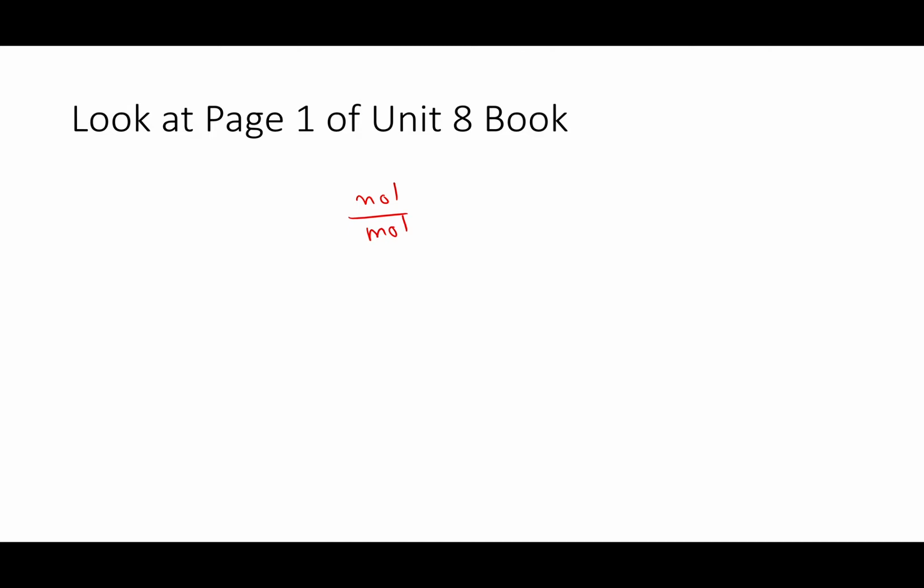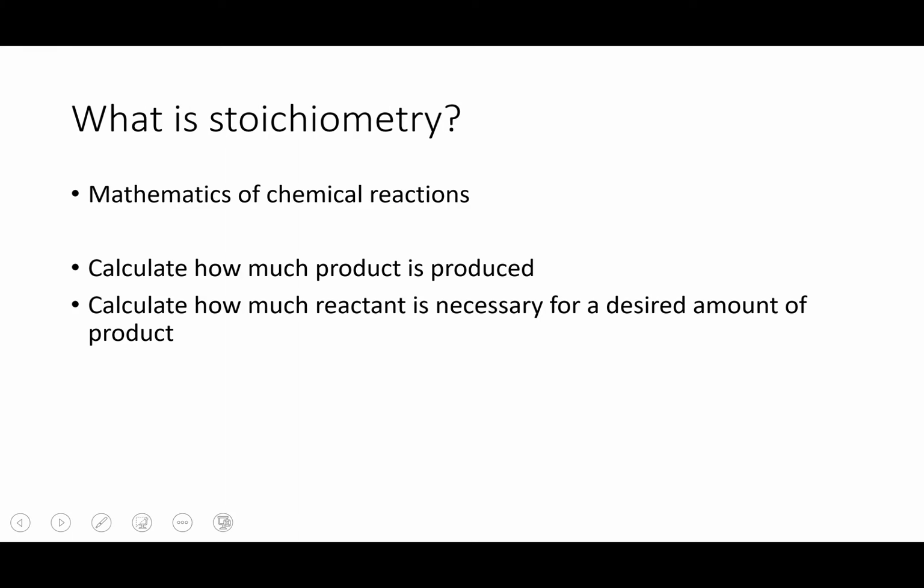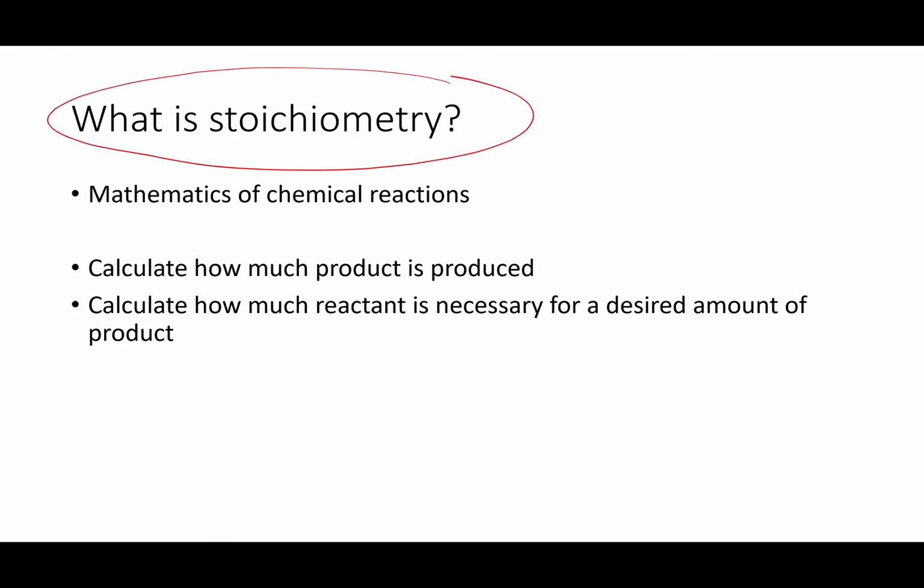If you can, take a look at where the mole to mole ratio comes from. The mole to mole ratio is coming from the coefficients of your balanced equation. The coefficient matches up with the compound that it's next to in the problem. All right, so to answer the starting question, what is stoichiometry? It's the mathematics of chemical reactions.